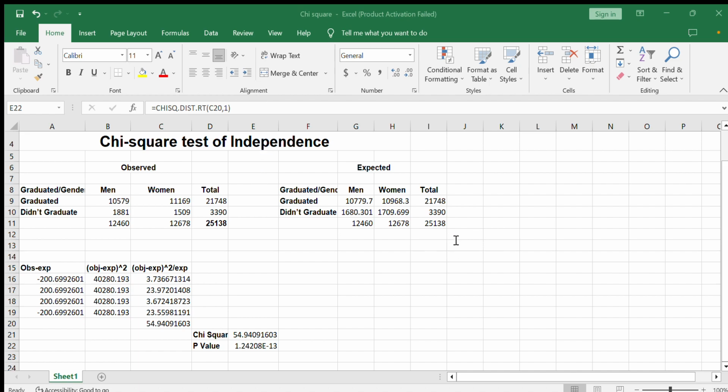So orange will be compared with orange, while this value here, which I will paint blue, is 0.05. Let's paint it blue. We'll compare it with this long value here. Now you have 1.24208 E minus 13, which is in standard form.